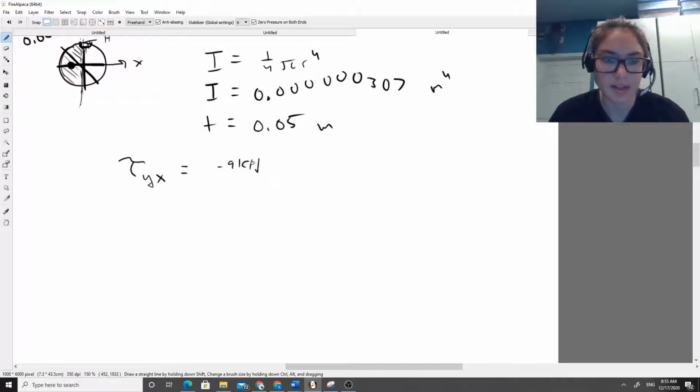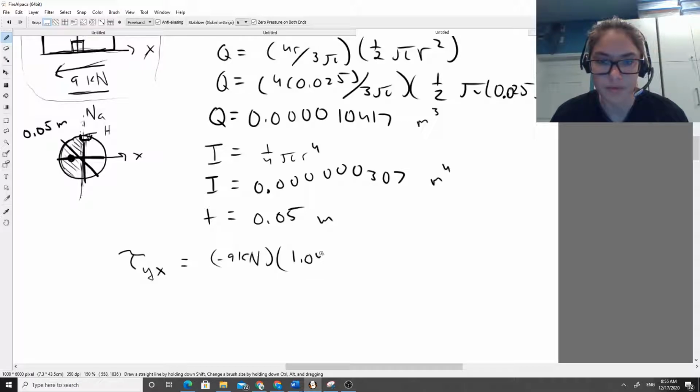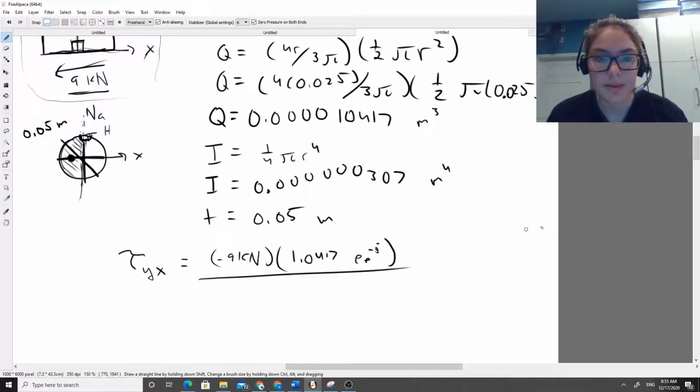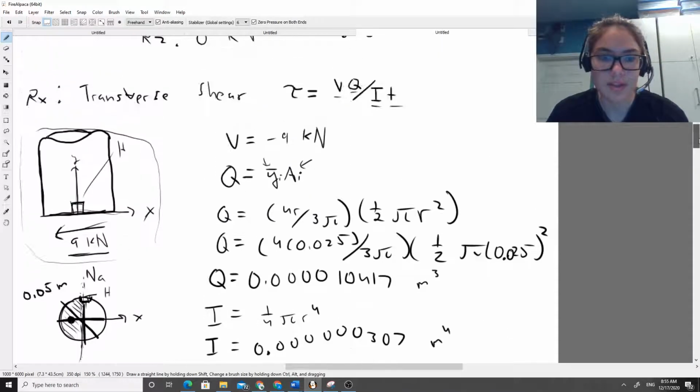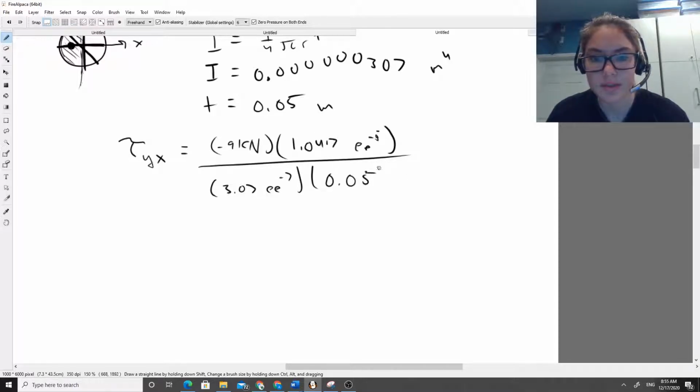We already found that out, multiplied by Q, which is that crazy number. I'm just going to simplify this to 1.0417, and that's going to be E to the negative 5, divided by, so that's VQ divided by IT. So I is going to be 3.07 E to the negative 7, multiplied by the thickness, which is just 0.05 at that point. And I'll plug that into my calculator.